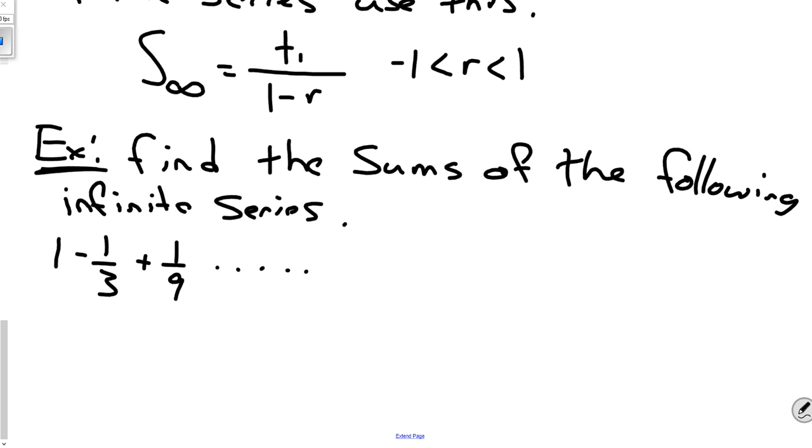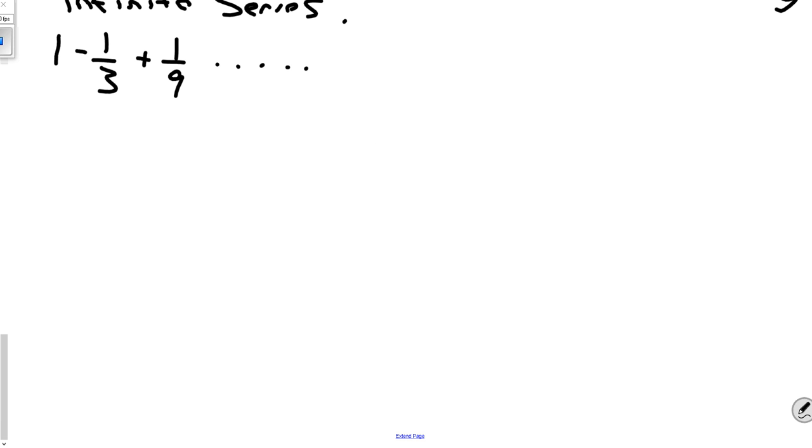So where's the S infinity? First thing you do, if I say find the sum of an infinite series, what do you think you have to check? Very good. Let's check R first. So R is just going to be negative 1/3 divided by 1. Anything divided by 1 is just itself. So is R between negative 1 and 1? Yes, it is. So we're good. So this is a converging series, so we can find the sum of it.